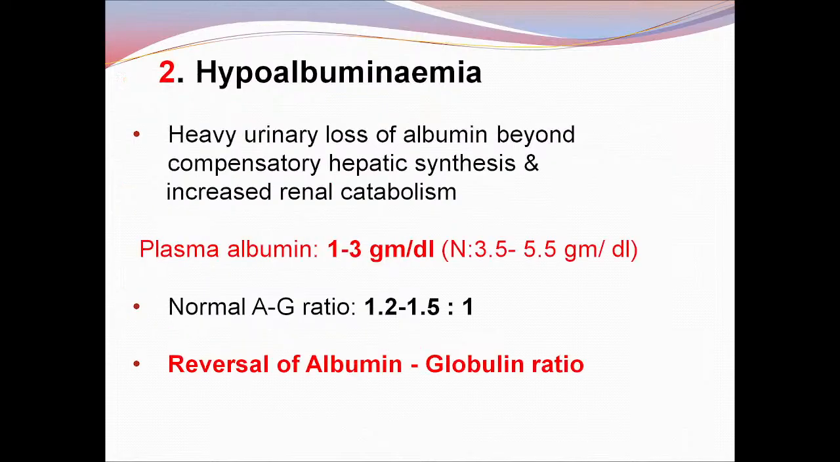So, albuminemia I have already told you. In the liver function test, we will have this parameter. Normal plasma albumin is 3.5 to 5.5, so it is reduced, and the AG ratio, which is 1.2 to 1.5 is to 1. So, albumin will be more than the globulin, but here there is a reversal of the ratio. As albumin is excreted in the urine, there is a reversal of ratio, because globulin remains the same or there is a slight increase, but the albumin is down.